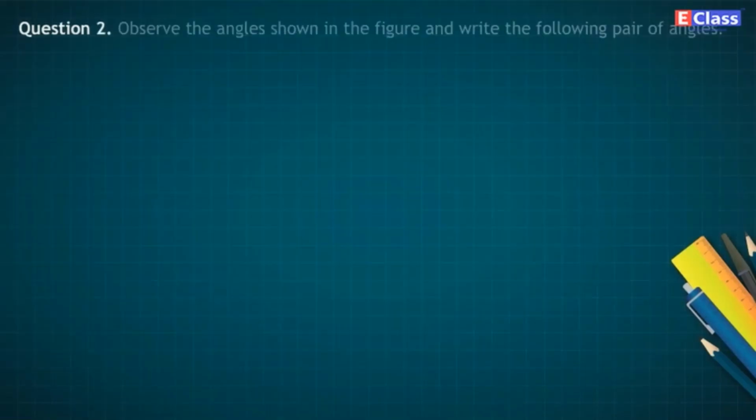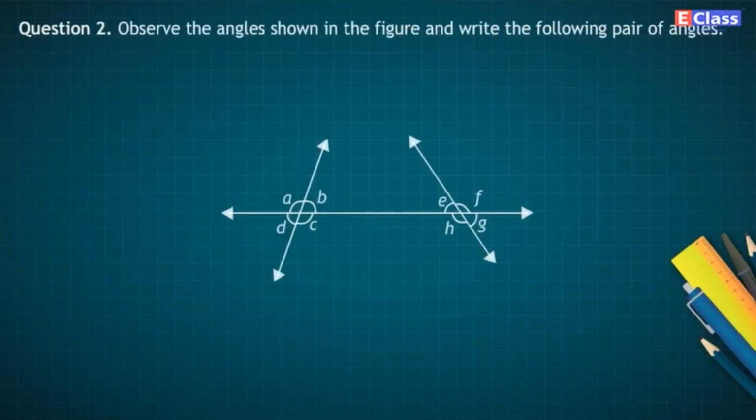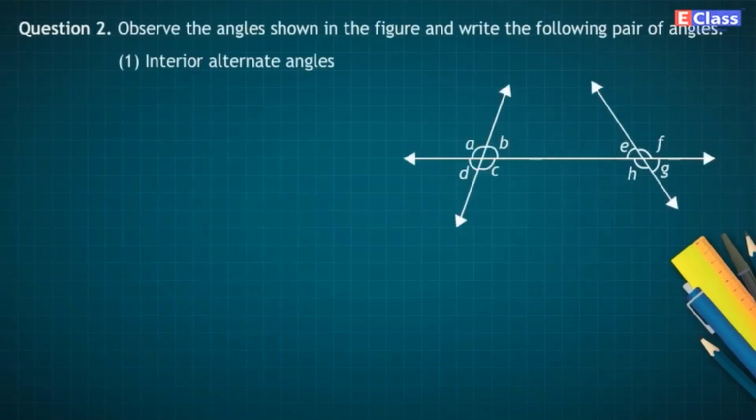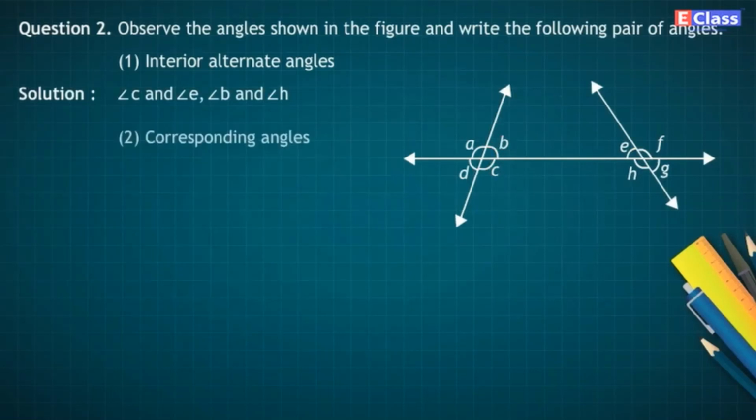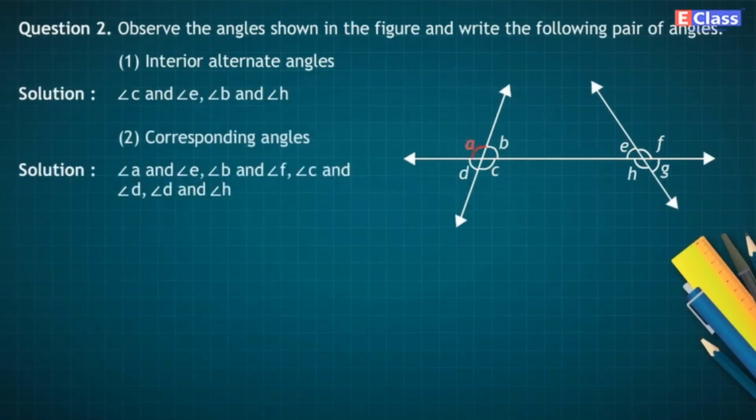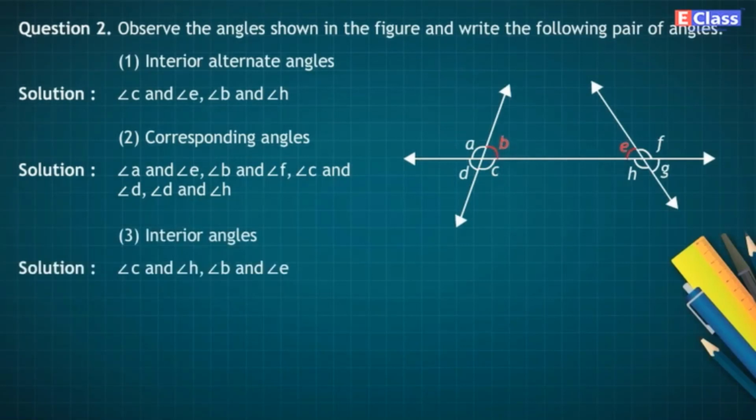Question 2. Observe the angles shown in the figure and write the following pairs of angles. 1. Interior alternate angles. Solution: angle C and angle E, angle B and angle H. 2. Corresponding angles. Solution: angle A and angle E, angle B and angle F, angle C and angle G, angle D and angle H. 3. Interior angles. Solution: angle C and angle H, angle B and angle E.